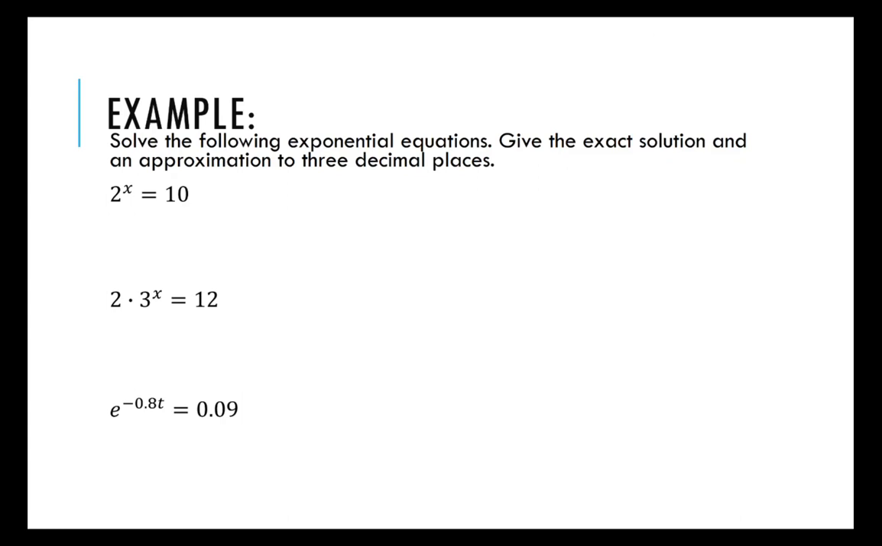So here I have 2 raised to the x power is equal to 10. Notice that my exponential piece is isolated. It's all by itself on one side. Well, and notice that 10 can't be written as 2 raised to some power, not at least nicely. And so since this is the case, I'm going to have to take the logarithm of both sides.